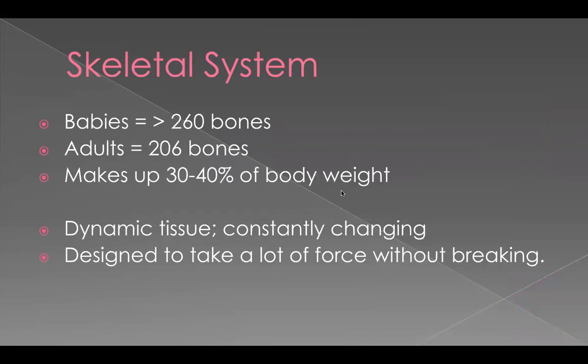Some interesting fact: babies have more bones than adults because over time some bones fuse together. So babies have over 260, where adults have 206. The skeleton makes up about 30 to 40% of our body weight. It's called dynamic because it's always changing. We're always getting new cells, getting rid of cells. We're going to learn about homeostasis of calcium in our body.